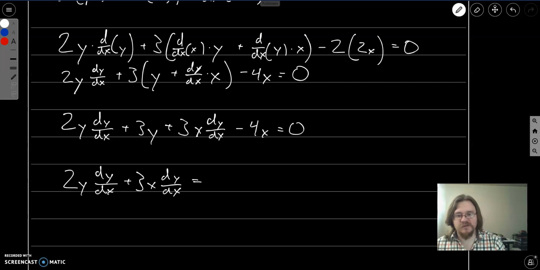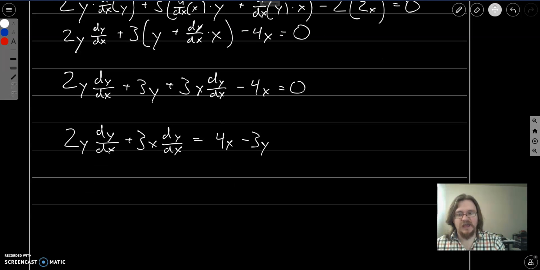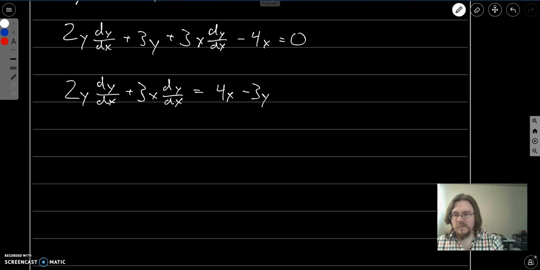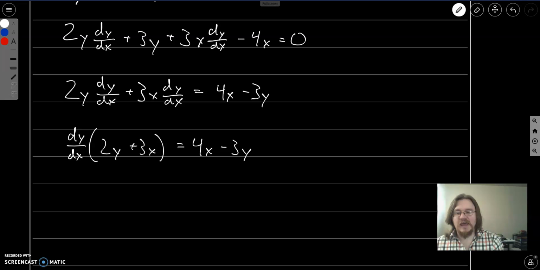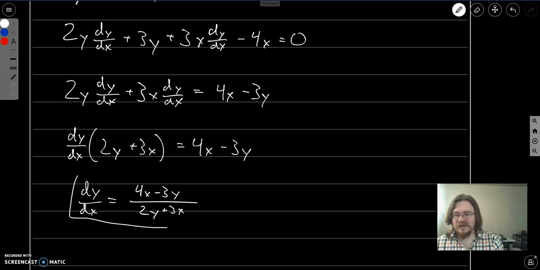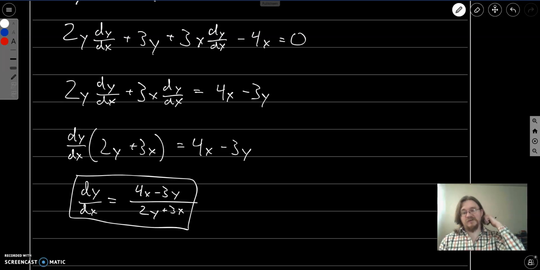So if I move the 4x to the other side, I'll get positive 4x. If I move the 3y to the other side, I'll get minus 3y. And we're nearly there. I can pull a dy dx out of both of these to get 2y plus 3x is equal to 4x minus 3y, and then I divide both sides by this factor here to get dy dx is equal to 4x minus 3y over 2y plus 3x. And there is our derivative.